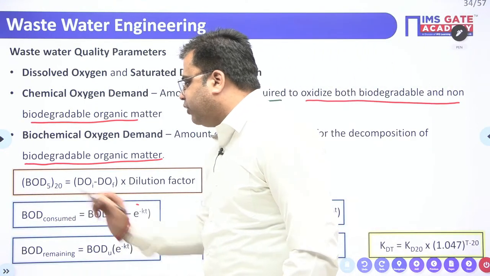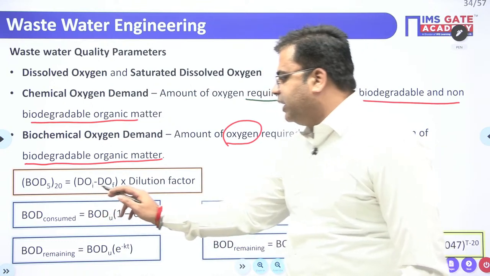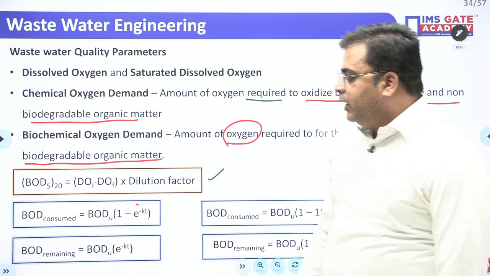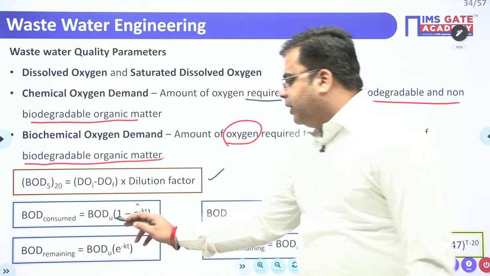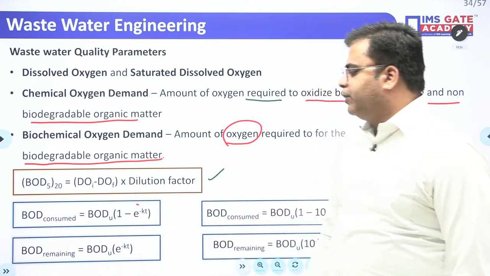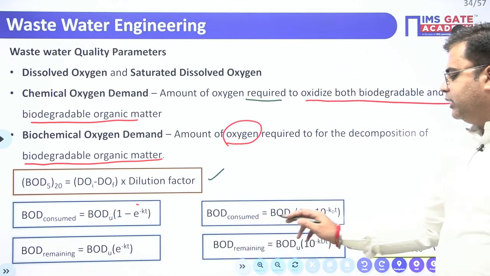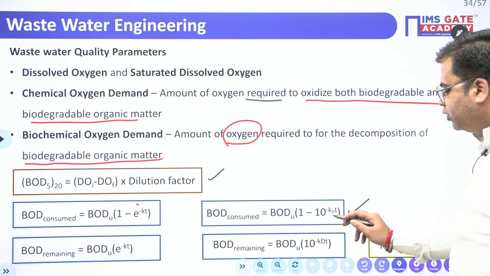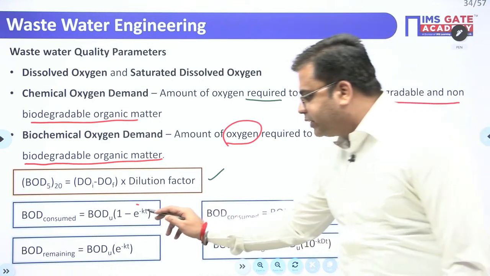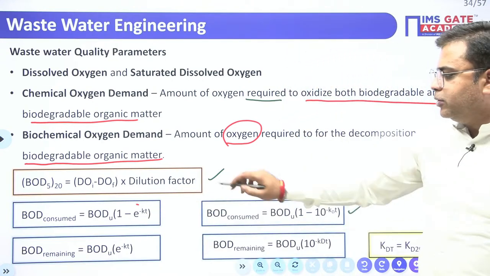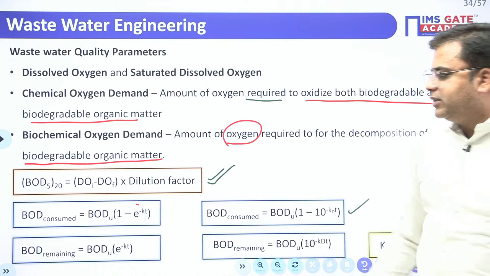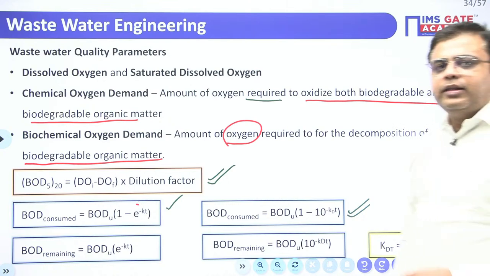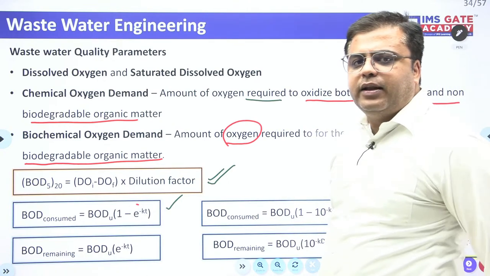So BOD 5 at 20 degrees Celsius is equal to initial dissolved oxygen minus final dissolved oxygen, multiplied by the dilution factor. Similarly, the BOD consumed is BOD ultimate into 1 minus e raised to the power minus kt, and BOD consumed is also BOD ultimate into 1 minus 10 raised to the power minus kd into t. When you use kd, use base 10. When you use k, use base e, right? So this BOD 5 that you have calculated is the BOD consumed.